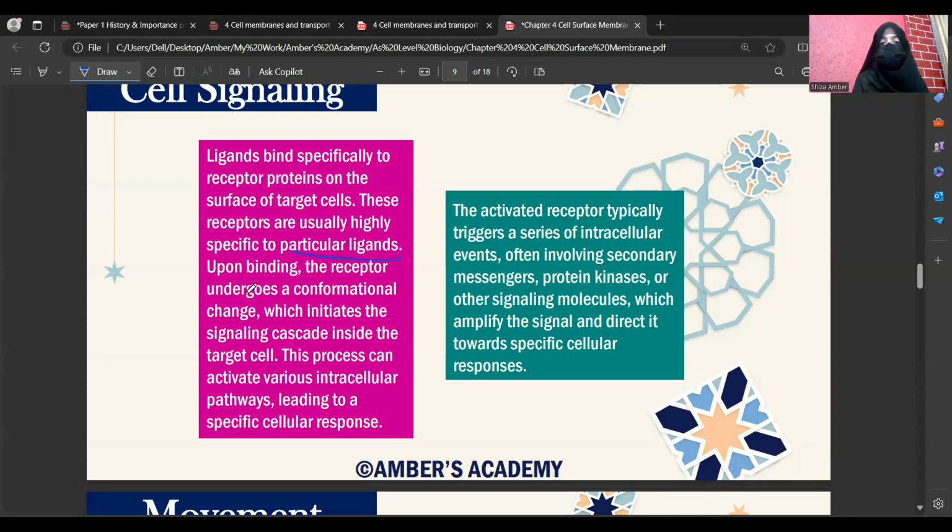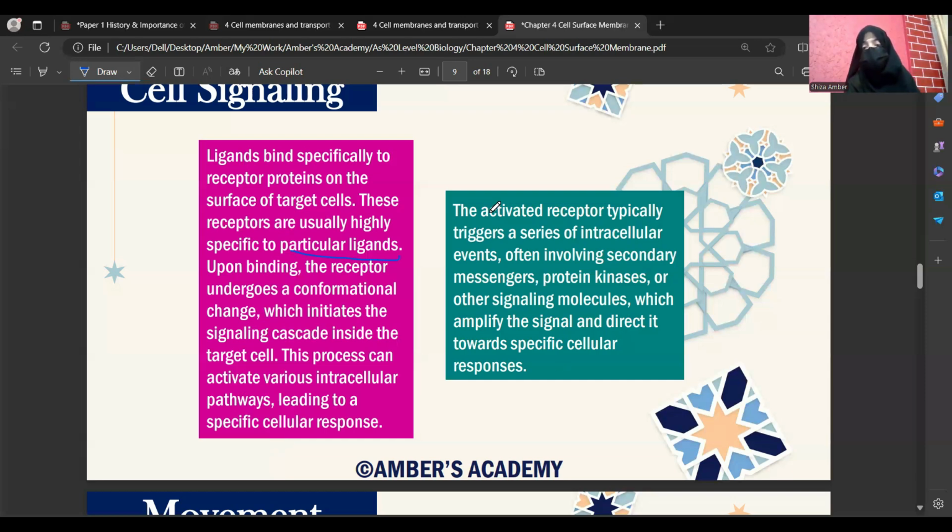And upon binding, the receptor undergoes a conformational change, which initiates the signaling cascade inside the target cell, and this process can activate various intracellular pathways leading to specific cellular response. अब जो भी सेल का रिस्पॉन्स होना है, अगर कोई हार्मोन आ रहा है, उसने कहा कि भाई ग्लूकोज के लेवल को कम करना है, तो वो अचीव हो जाएगा. This is just an example. कोई भी सेलुलर रिस्पॉन्स हो सकता है. ये हो सकता है कि कोई होमियोस्टेसिस का रिस्पॉन्स हो सकता है, कोई प्रोटीन को कन्वर्जन का हो सकता है कि प्रोटीन को अमाइनो एसिड में कन्वर्ट करना है या अमाइनो एसिड को प्रोटीन्स में लेकर जाना है. So it could be any cellular response.